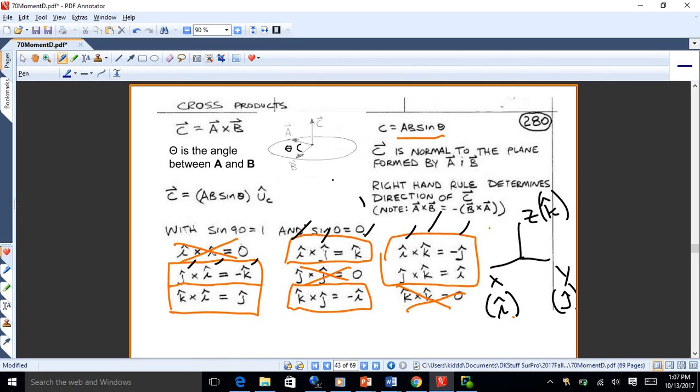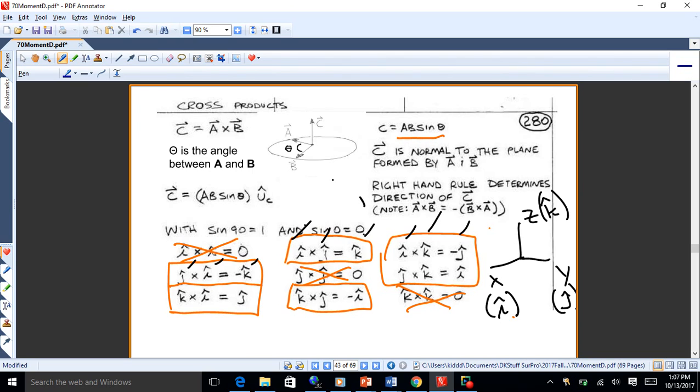You get a term that has a magnitude of the magnitude of the first vector times the magnitude of the second vector times the sine of the angle in between the vectors. That's the magnitude. And then the vector itself is normal to the plane in which vectors A and B lie, and which way it points is determined by the right-hand rule.